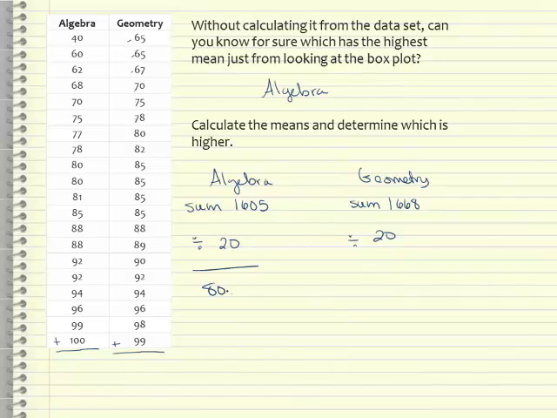And algebra gives me an average, or mean, of 80.25. And geometry gives me an average of 83.4. So geometry is, oh, you know what? I wrote algebra for highest. I meant to say geometry. We were saying algebra was lowest. I wrote the wrong thing. Geometry is highest.